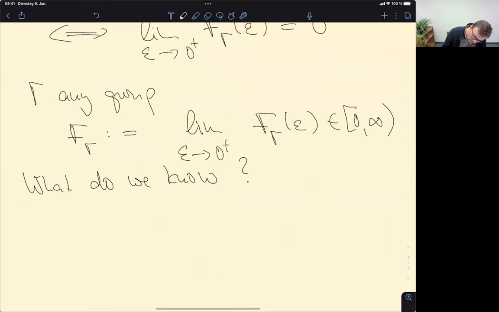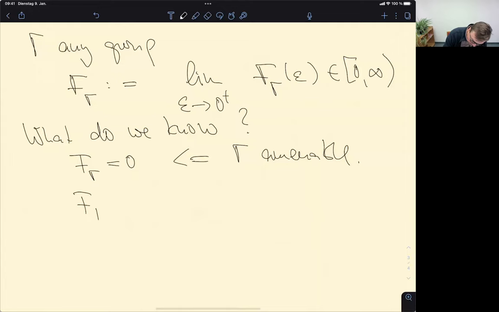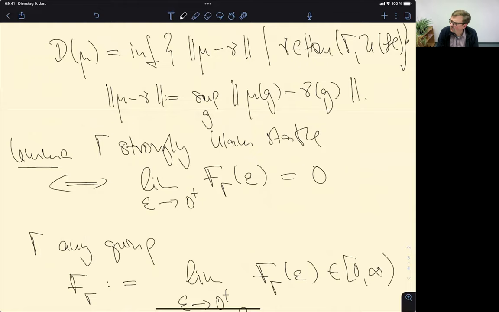So what we know is that for the free group, this number is zero if gamma is amenable. We can do a concrete computation for the free group on two generators to prove it's actually two. And if you think about it, two is the maximum number. Is that correct? Yeah, I think two is the maximum number just because it's a difference of two unitaries, so the norm cannot be bigger than two. But for the free group on two generators, it's exactly two.